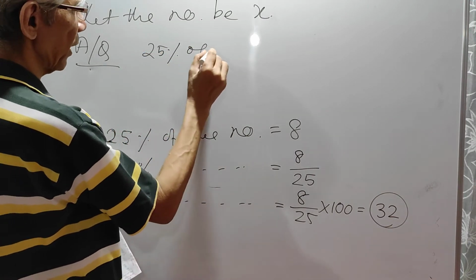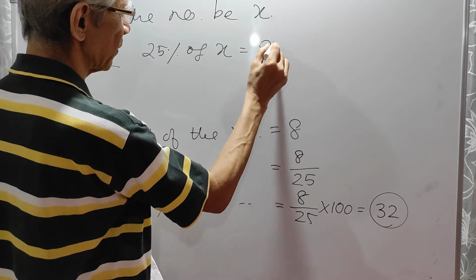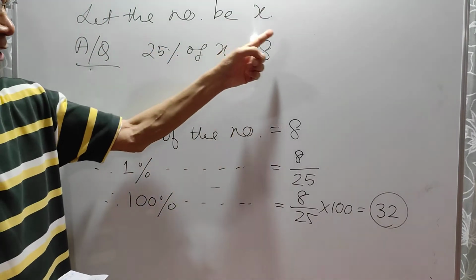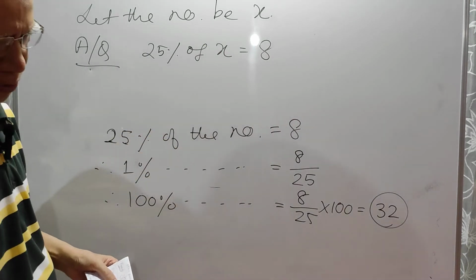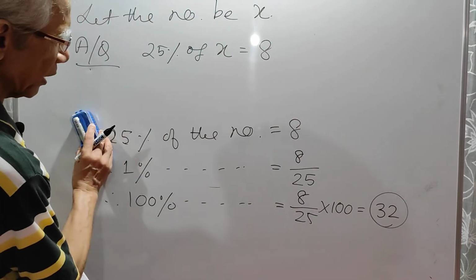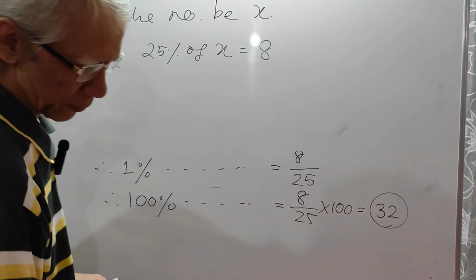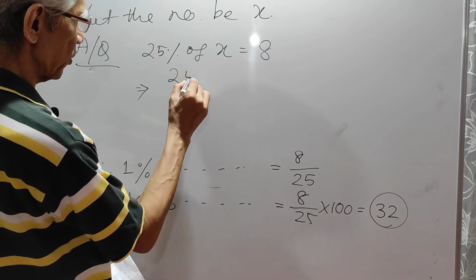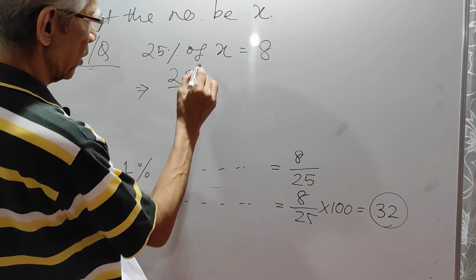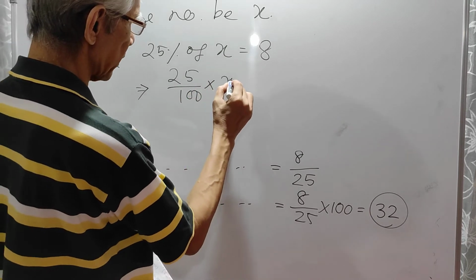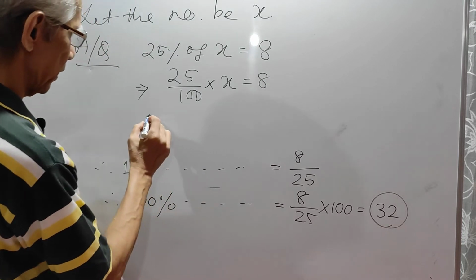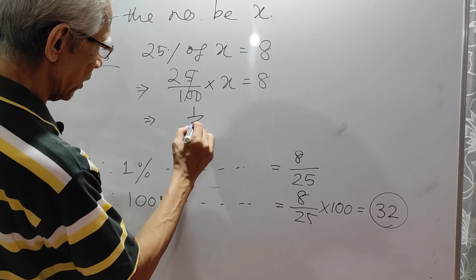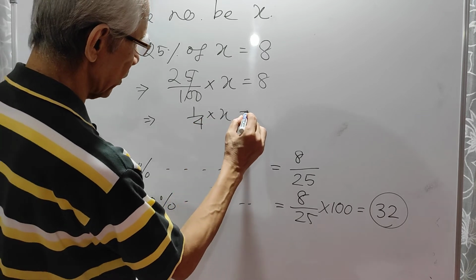25% of x equal to 8. So 25% of the number x equal to 8. Now this is an equation. Now this equation you have to solve. By solving, you will get the answer 32. Let us see how. 25%, that means 25 by 100, of means into x equal to 8. So that gives 25 by 100, that means 1 by 4. So 1 by 4 into x equal to 8.